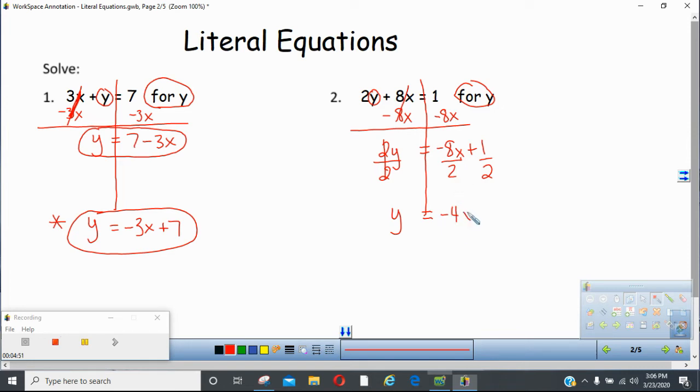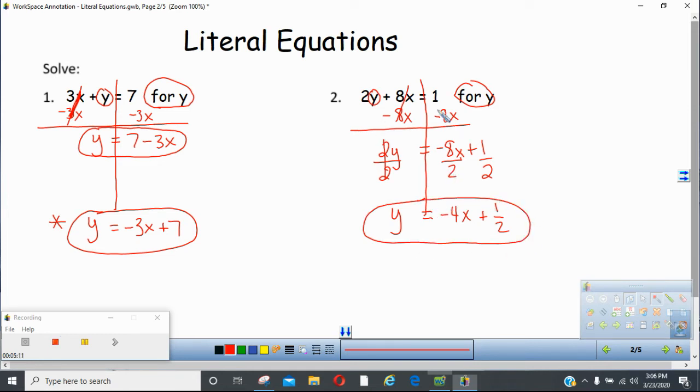And then the x. And then this right here, 1/2, 2 doesn't go into 1. This is going to stay a fraction. So plus 1/2. And I know we may not like fractions, but just because you don't like it doesn't mean that you can't just bring it down. So this right here would be your answer.